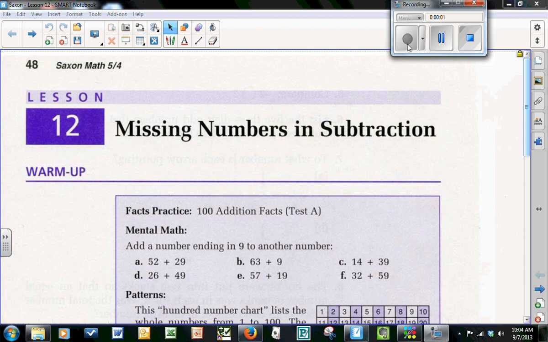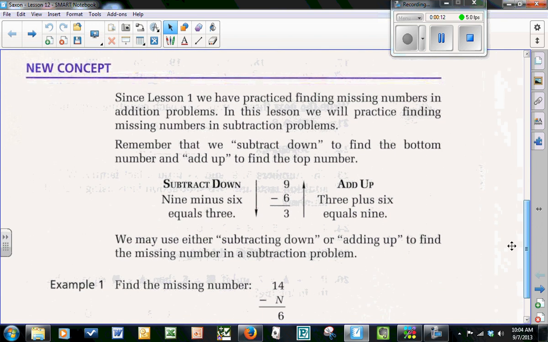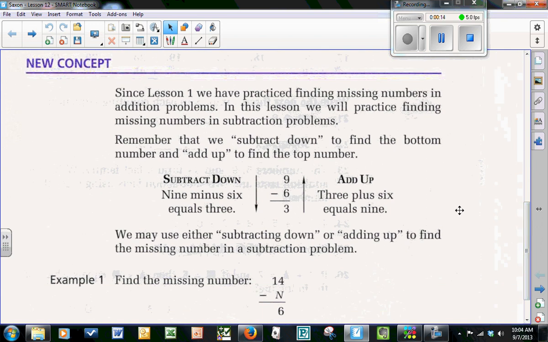Welcome to our Saxon Math lesson, Lesson 12, Missing Numbers in Subtraction. Let me scroll down the page to the beginning part of our lesson under New Concept. If you're following along in your book, you should be on page 48.